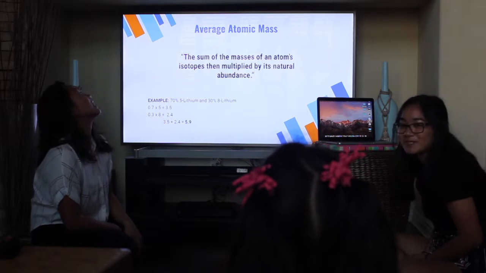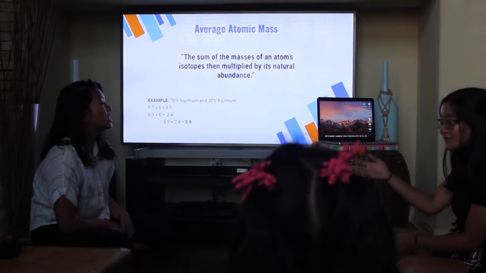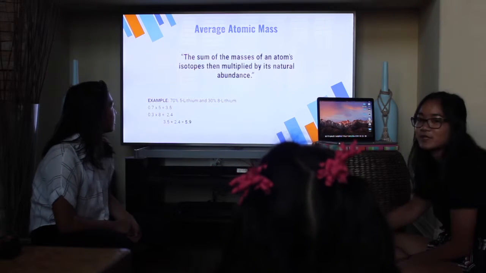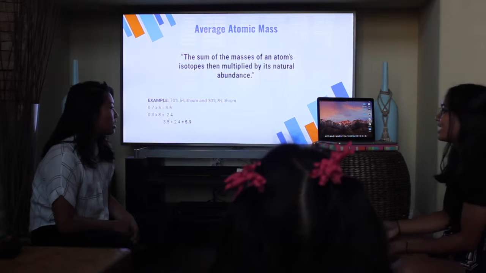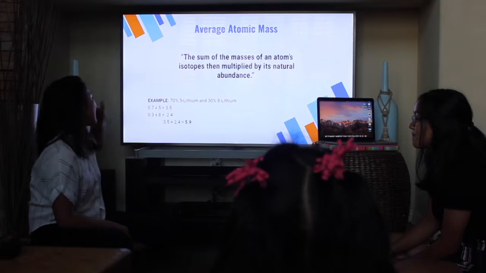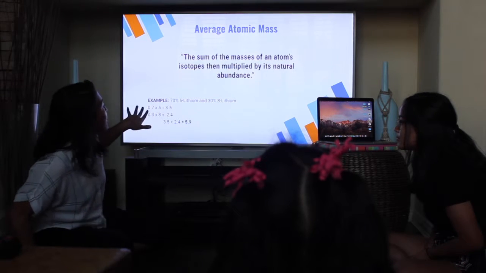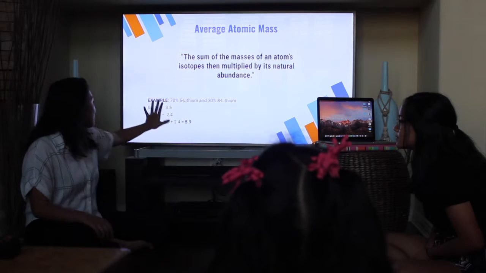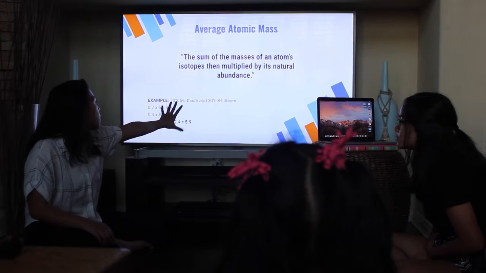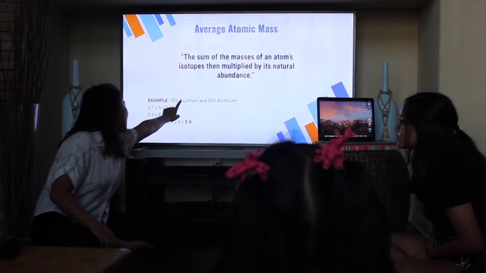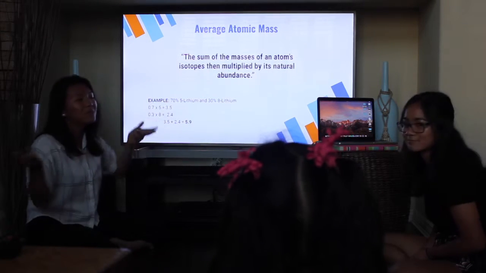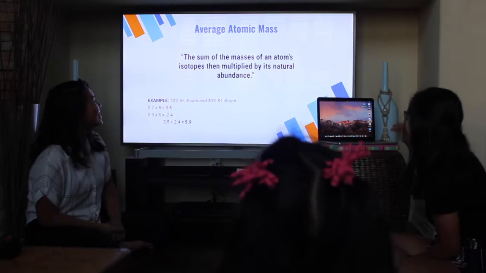So the average atomic mass. In order to find the average atomic mass, you need to have the sum of the masses of an atom's isotopes, and then you need to multiply it by its natural abundance. And so the example we have listed up here would be lithium. And so we have 70%, which we converted into decimals. And then we have the 5 lithium, which is the isotopes, the 5. And then you just multiply them together, do the same for the other one, and you just add the sums. Pretty simple, right? Yeah. Okay.